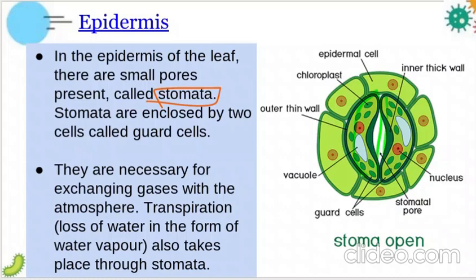These are my guard cells. Now, what do they do? They are necessary for exchanging gases and transpiration. So the main two functions of stomata are exchange of gases, taking oxygen in and giving carbon dioxide out that way, and transpiration, which is loss of water vapor.